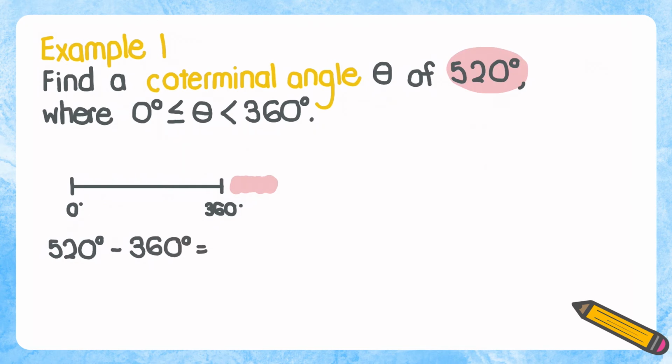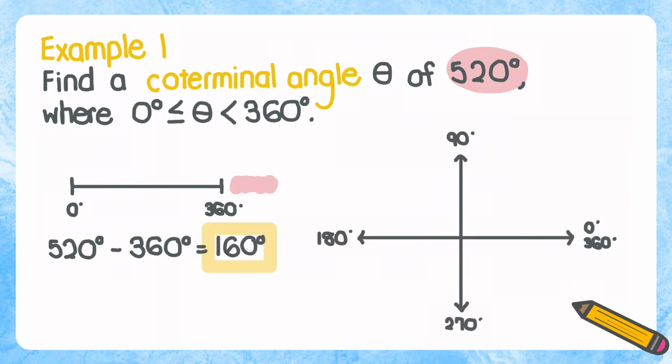So we subtract 360 degrees from it, and 520 degrees minus 360 degrees would be 160 degrees. So I know that 160 degrees is a coterminal angle of 520 degrees. And let's see how this draws out on an actual coordinate plane. So 160 degrees, the coterminal angle, is somewhere here in quadrant 2. So this would be 160 degrees, and this is our terminal side.